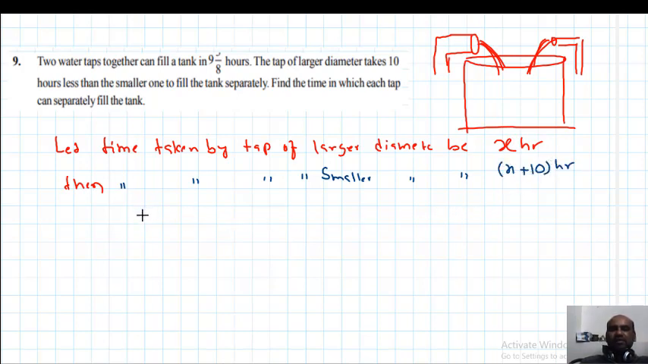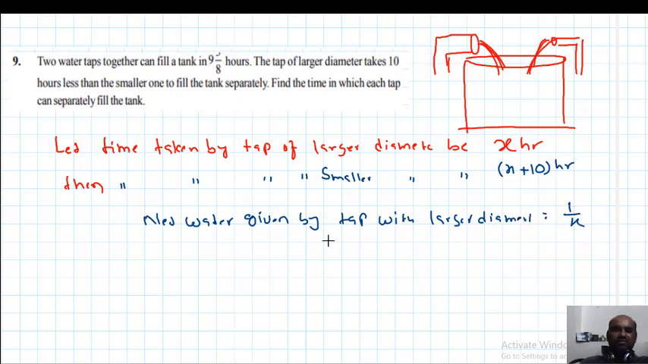Okay, net water given by tap with larger diameter equal to 1 by x only. Net water given by tap with smaller diameter, 1 by x plus 10. Net water given by both the taps.